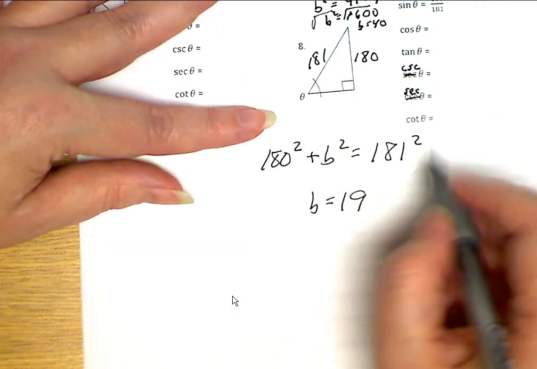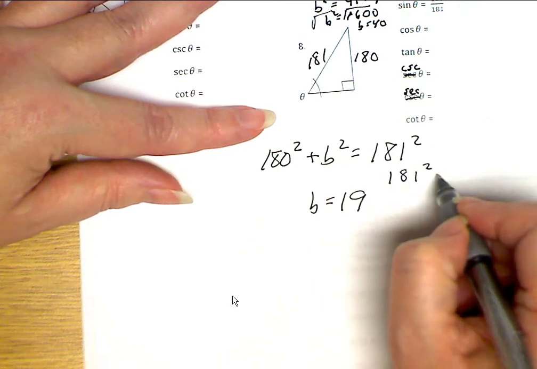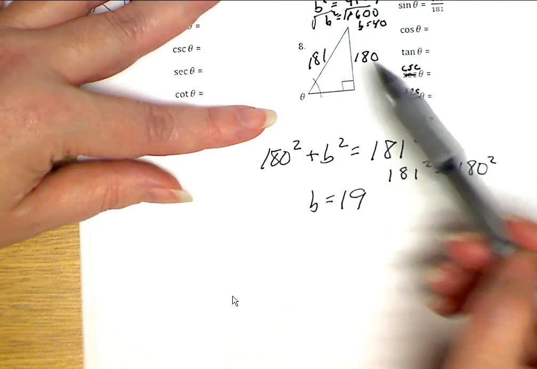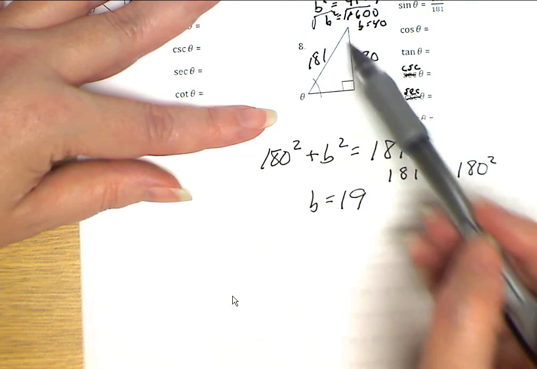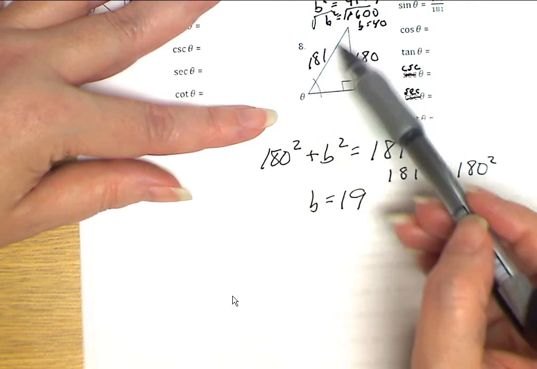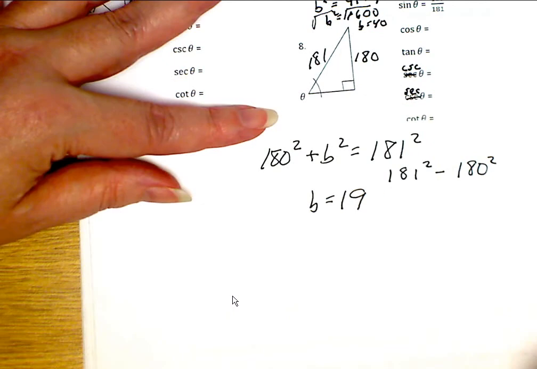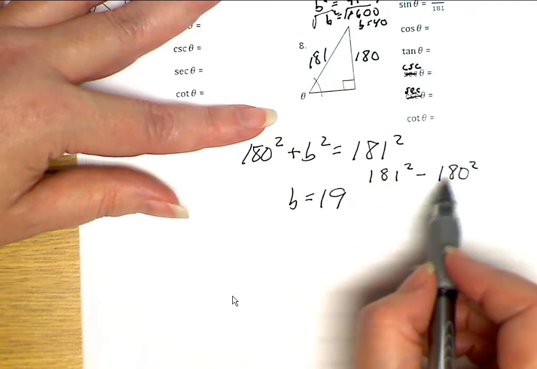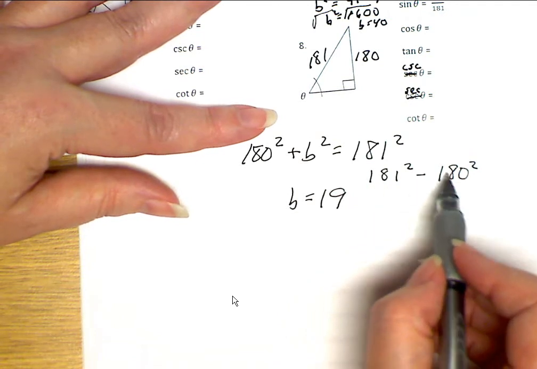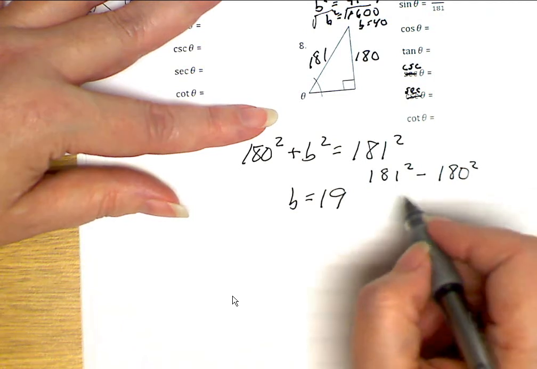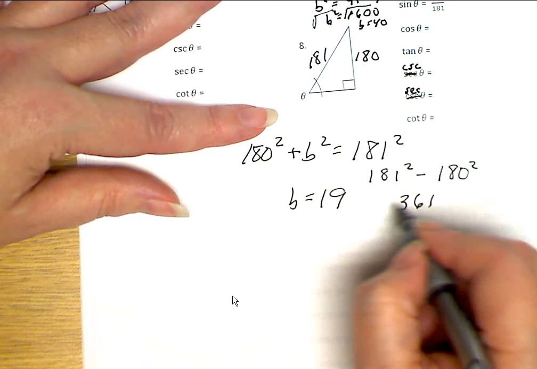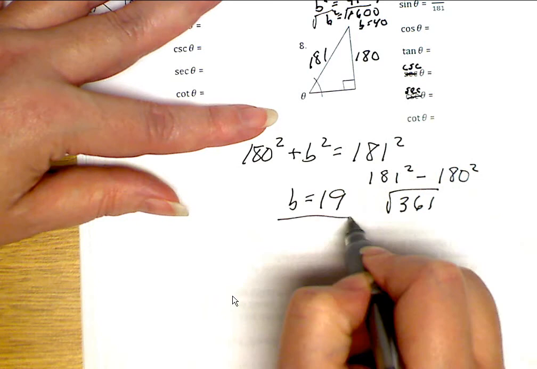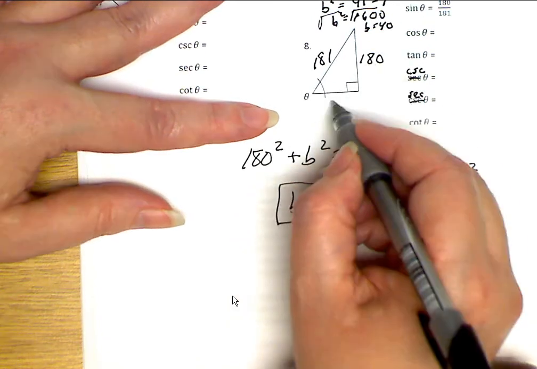In your calculator, go 181 squared minus 180 squared. Wait, how do you know which one's A, B, and C? Megan, A and B doesn't matter, but C has to be the hypotenuse, which is across from the right angle. So what is 181 squared minus 180 squared? 361. Now take the square root of 361. 19. Okay. So that means this one right here is 19.